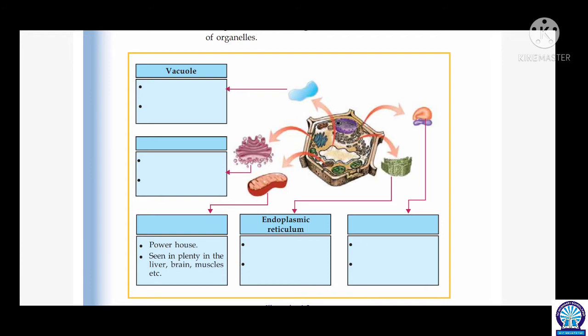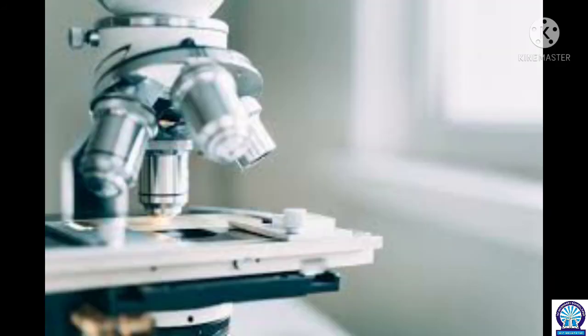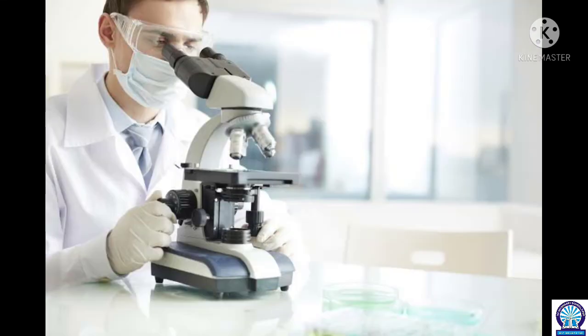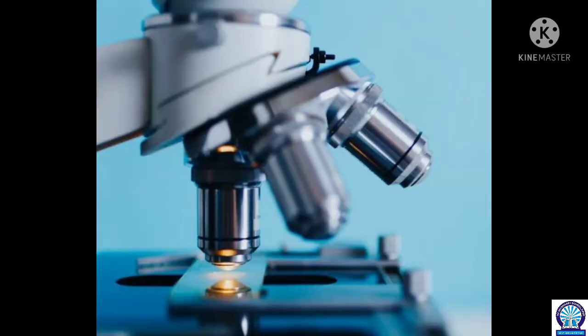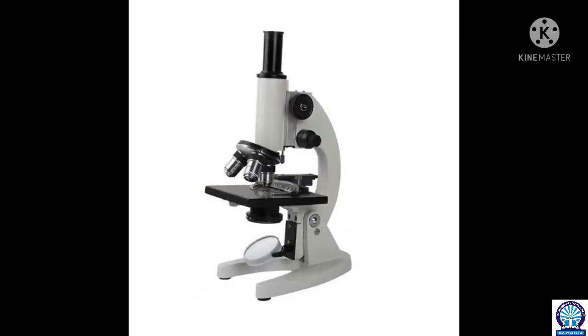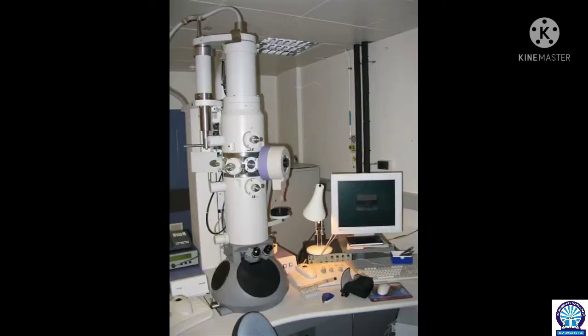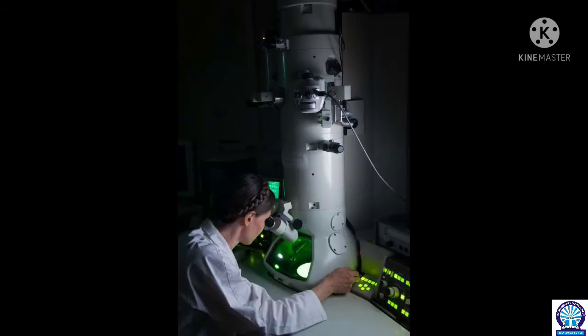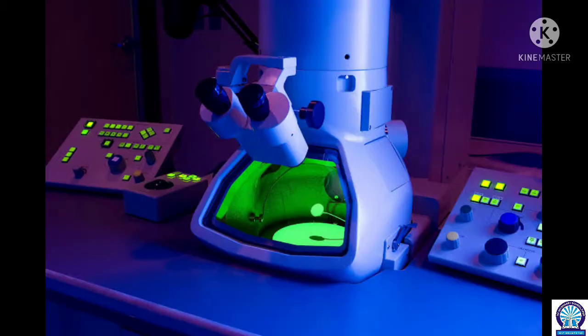Then these cells and cell organelles are seen through a microscope, isn't it? The development of cell biology is the result of growth in the field of microscopy. In earlier times we used a simple microscope which had only one lens. Then the compound microscope came, which magnifies an object 2000 times its size. With the emergence of the electron microscope, a modern microscope, objects are magnified a million times clearly. Instead of a light source, these microscopes use electrons.